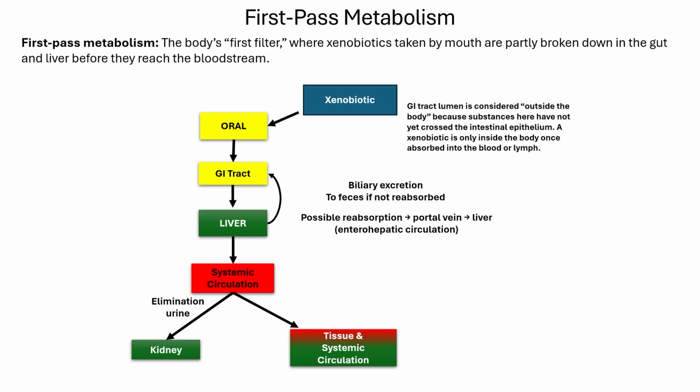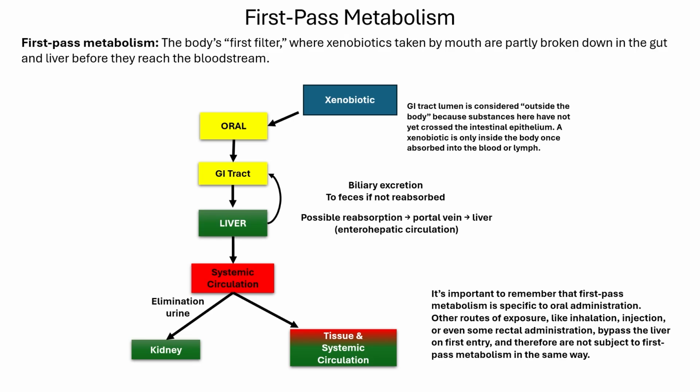Some compounds are secreted by the liver into bile and pass into the intestine. If not reabsorbed, they're eliminated in the feces. But if they are reabsorbed, they return to the liver through the portal vein in a process called enterohepatic circulation, and that is covered in the next slide.